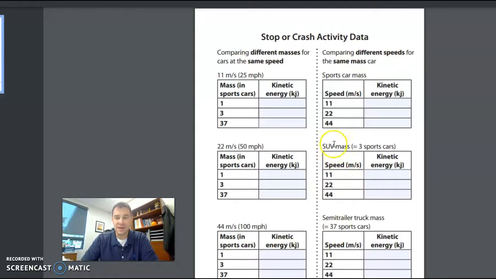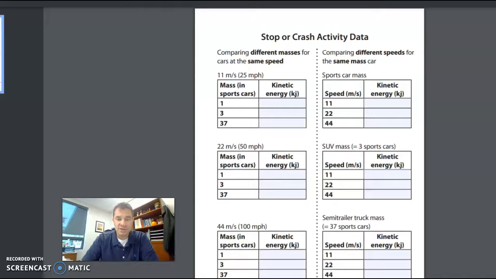An SUV is like 3 times as large, 3 times the mass of a sports car. So this entire section over here is the SUV, but the SUV is also the middle row here and the middle row here and the middle row here because it's 3 times the mass. And then finally we had the semi. This entire section was a semi, which is like 37 times the amount of mass of a sports car. So a semi is also the bottom row of each one of these.